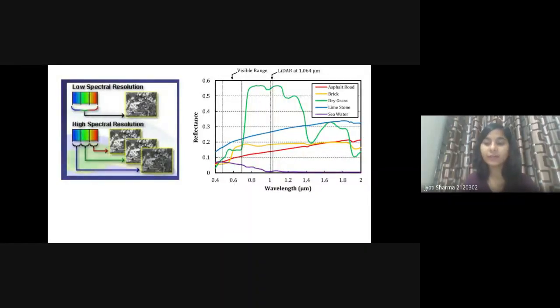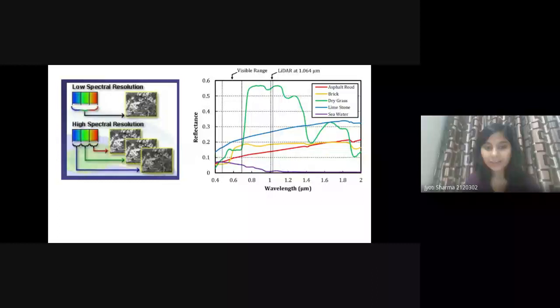As I told you, different surfaces may behave differently at different wavelengths. So here we have the high spectral resolution. This is the example. Here you can see the reflectance curve, showing at what wavelength we have the highest peak of reflected light for different objects. For example, we have the sea water here. Can you see that sea water has high reflectance at a wavelength of 0.2, but it goes down after it? For limestone we have a different reflectance curve.